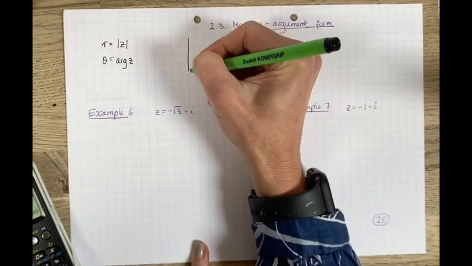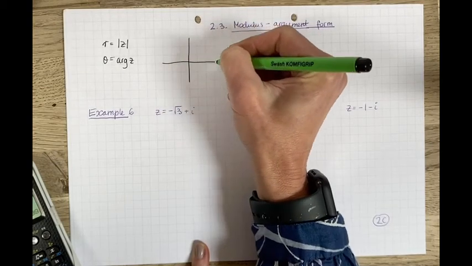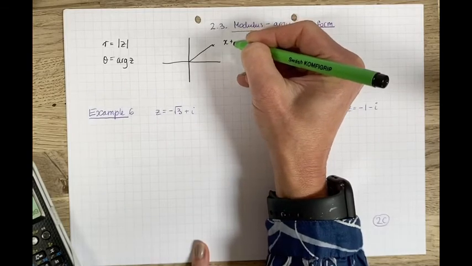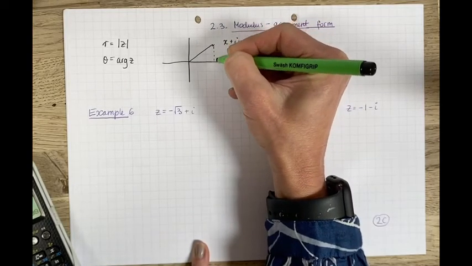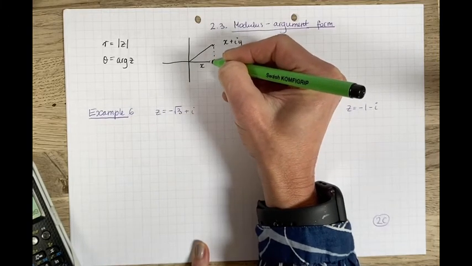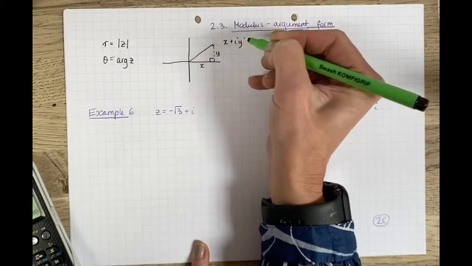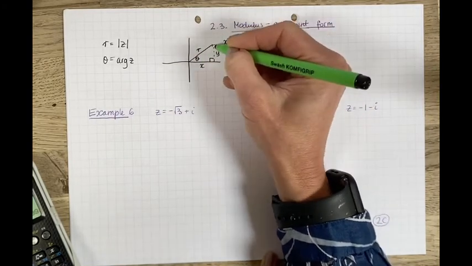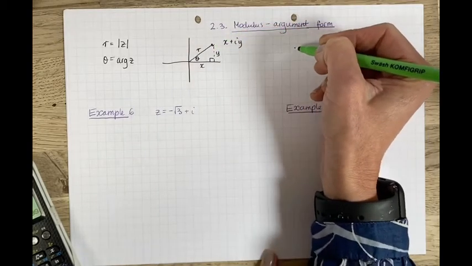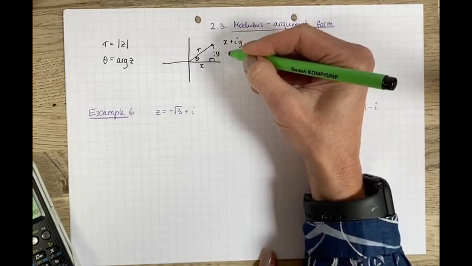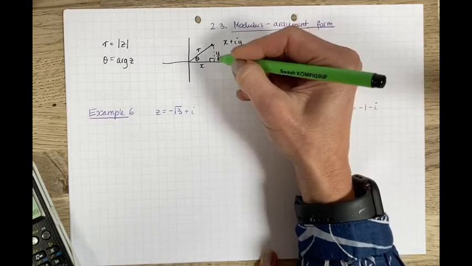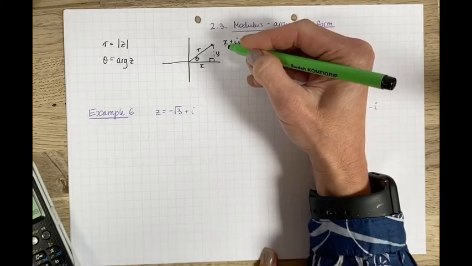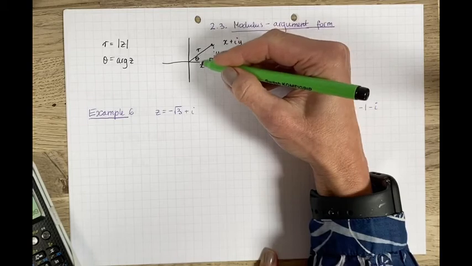So again, let's just very quickly draw a random complex number on a plane. This is going to be x plus iy. So the horizontal distance is x, the vertical distance is y. This is going to be theta, and the distance from the origin is r. In order to find out what modulus argument form is, let's replace both x and y in our complex number x plus iy in terms of r and theta.